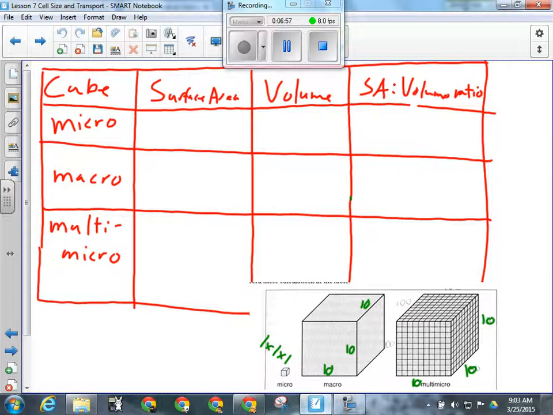All right, now the dimensions of these cubes are that micro is 1 by 1 by 1, okay? And we'll say that that's micrometers, just so we have units, otherwise numbers are meaningless. So 1 micrometer by 1 micrometer by 1 micrometer. Macro is 10 micrometers by 10 micrometers by 10 micrometers, and so is multi-micro. The difference obviously is that multi-micro is made up of many small cubes.